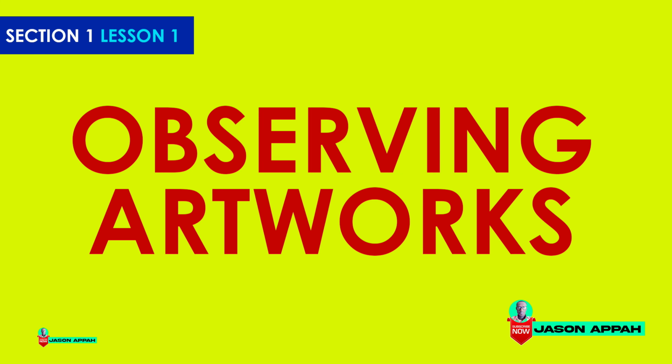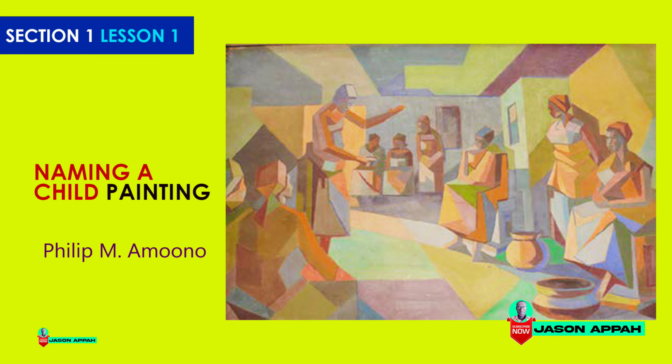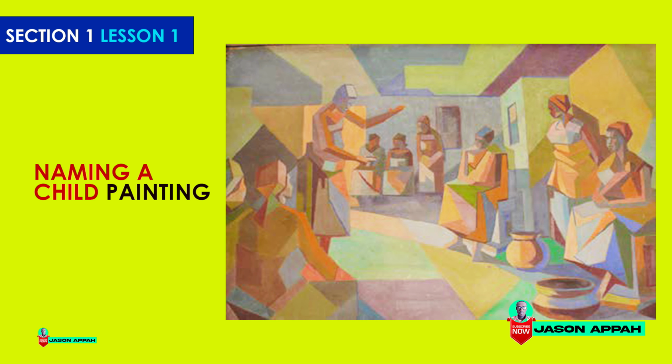Now let's observe these artworks. This Komkom sculpture is found in the northern region of Ghana. Can you describe the activities in the work? What do you think about the material used to produce the work? What emotion or feeling does the work express? This one is by Philip Amono, Naming a Child. Would you consider this work as realistic or abstract? What do you think about the material used to produce this work? What does the composition tell you about the culture of the people?